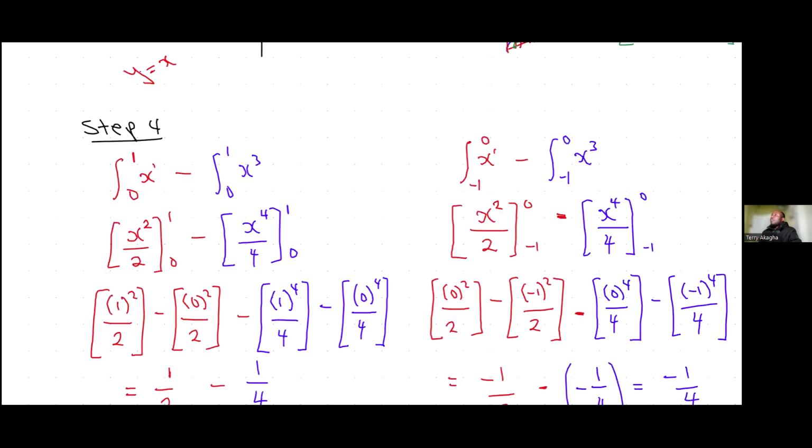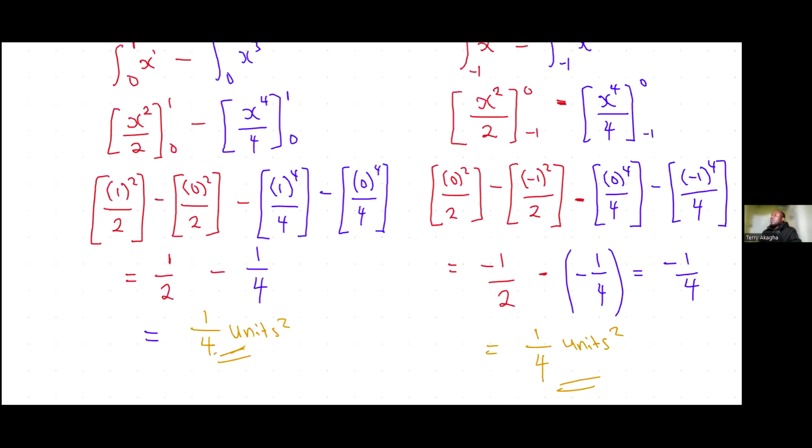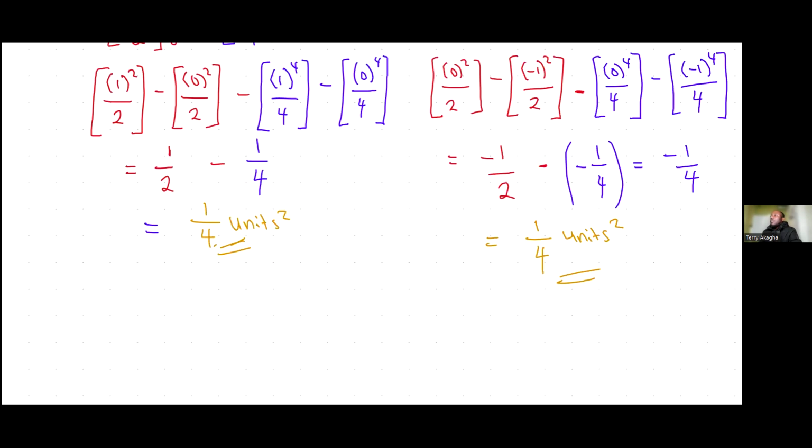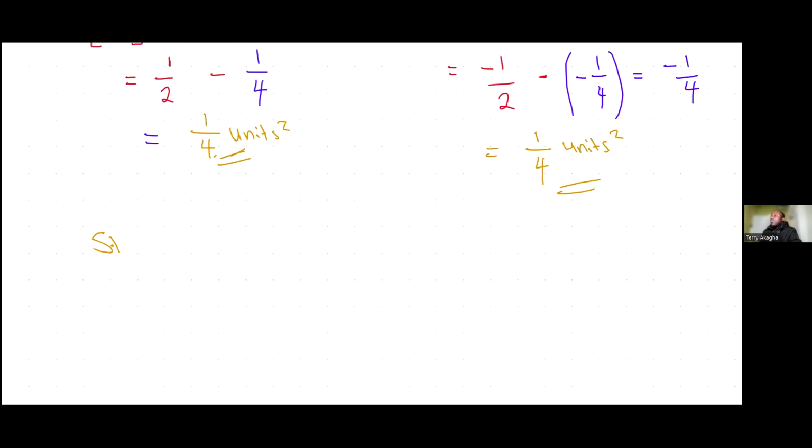So step 5, which is the final one. The total area will be equal to 1 over 4 plus 1 over 4, and that will equal 1 over 2 units what? Squared. And that will be the answer for that. Okay, so that will be that.